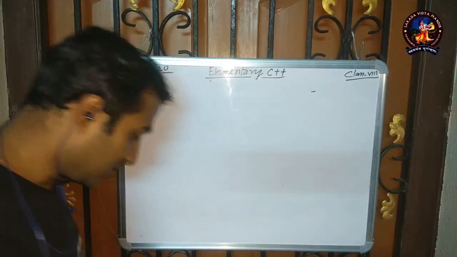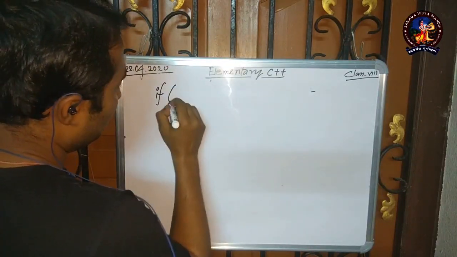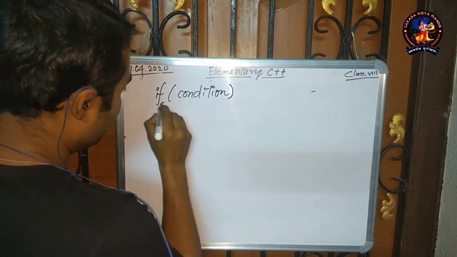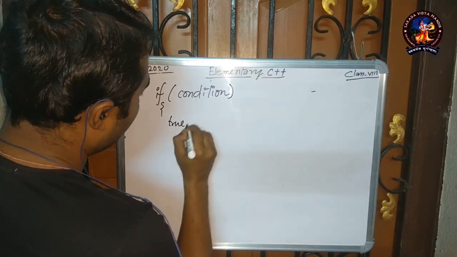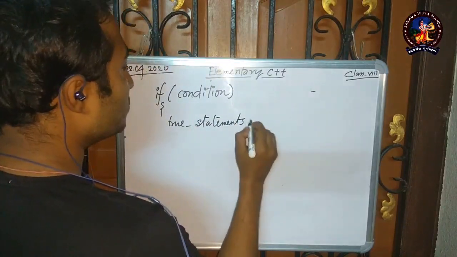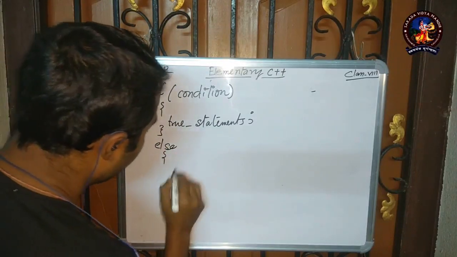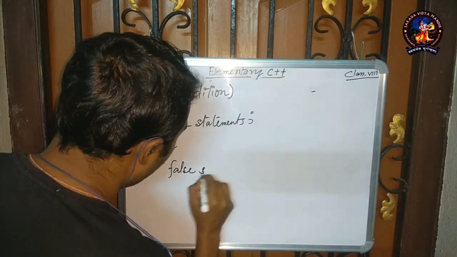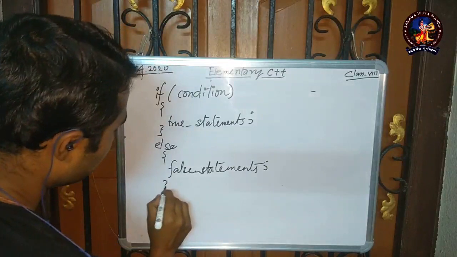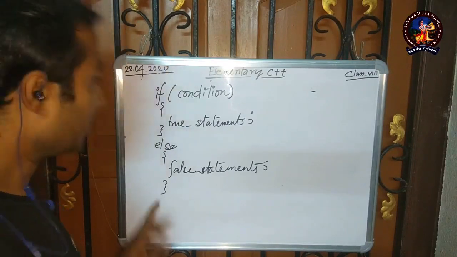So the syntax of if else construct in C++ is: if, then the condition, then here the true statements, closed, else, the false statements. Unlike QBasic, there is no need to end the if statement here.